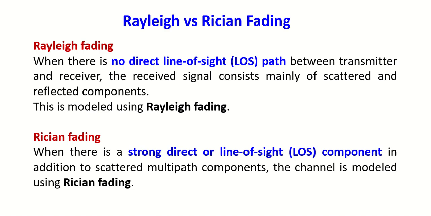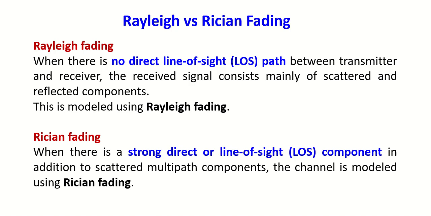So next is Rayleigh versus Rician fading. How to model or design the channel is based on whether the direct line of sight path exists or not. When there is no direct line of sight path between the transmitter and the receiver, then the received signal may consist only of the signals due to scattered or diffracted or reflected components. So at that time, the channel is modeled using Rayleigh fading model.